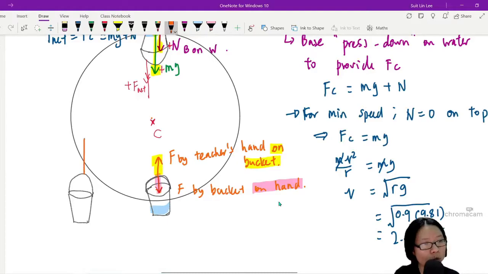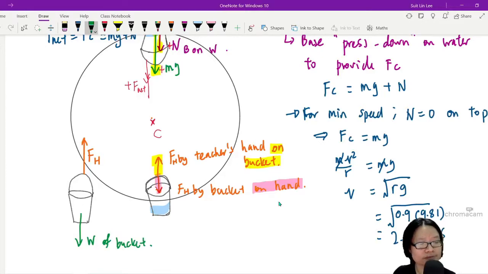Okay, let's draw forces. We have the teacher pulling the bucket in this direction. I'm just going to call this FH for hand. Okay. Don't forget the bucket also has weight, right? Bucket and water all very heavy. So this is weight of bucket. And where is the center of the circle again? If I translate the center of the circle to the side, like here, here is the center of your circle. So where's the direction of net force? Direction of net force, as usual, is pointing towards the center of the circle.